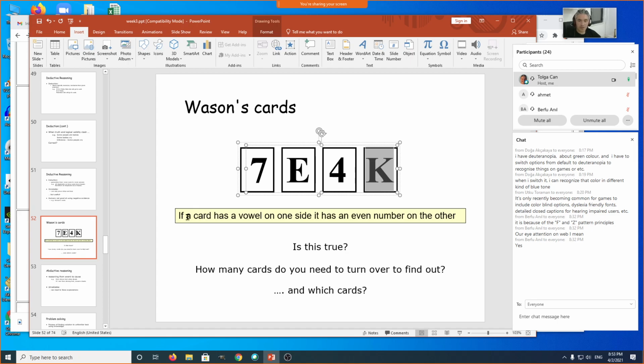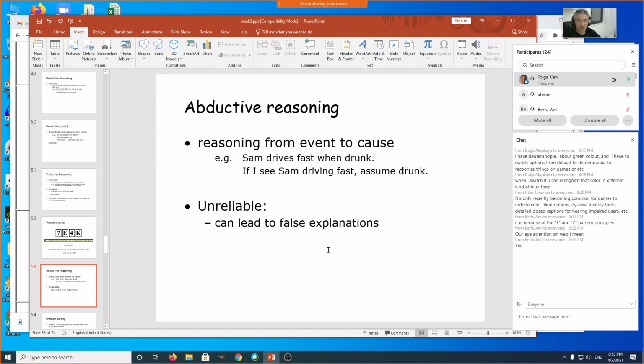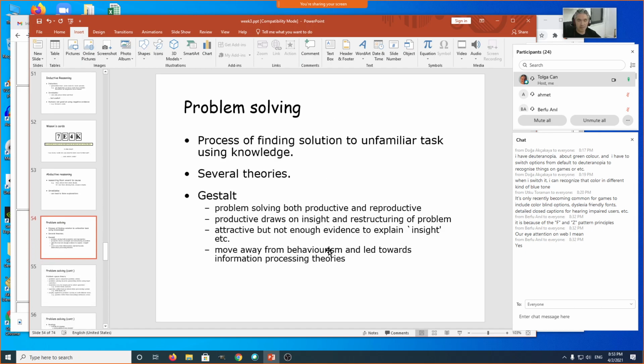K is a consonant. It doesn't say anything like if there's a consonant, there's an odd number on the other side. So this is just an example showing that negative information is more difficult to use. There's also abductive reasoning, which is reasoning from some events to their cause, and it can also be unreliable like this.